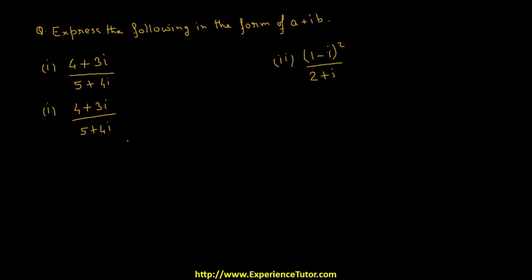Let us start with our first question for today. Express the following in the form of a plus ib. First part is 4 plus 3i upon 5 plus 4i. Let us solve this one.